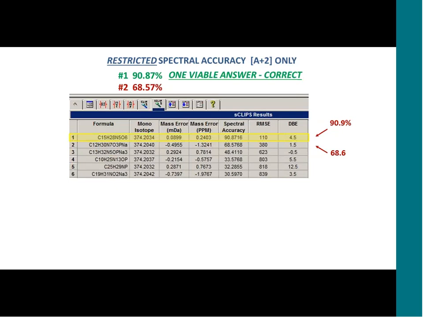I only get one viable answer, and it's the correct answer. It's for alanine pentapeptide. The second answer isn't even close. It's at 69% spectral accuracy versus 91. So this is really an astounding breakout. If this had truly been an unknown unknown, you would certainly have landed on the correct answer.